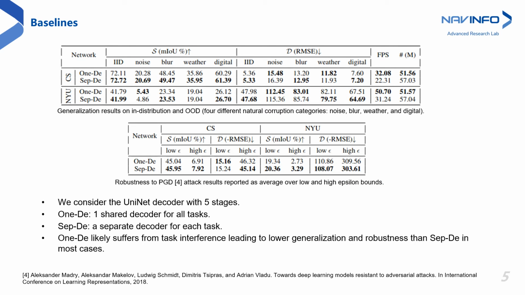To test the effectiveness of PDF, we first present the baselines. The 1DE network has a single shared decoder for all tasks, while the SEPDE network has a separate decoder for each task. We evaluate the two networks in distribution validation data, out of distribution data by adding different types of corruptions to validation data, and robustness to PGD adversarial attack. The SEPDE network has better generalization and better robustness to PGD attack when compared with 1DE. 1DE likely suffers from task interference, leading to drop in generalization and robustness.